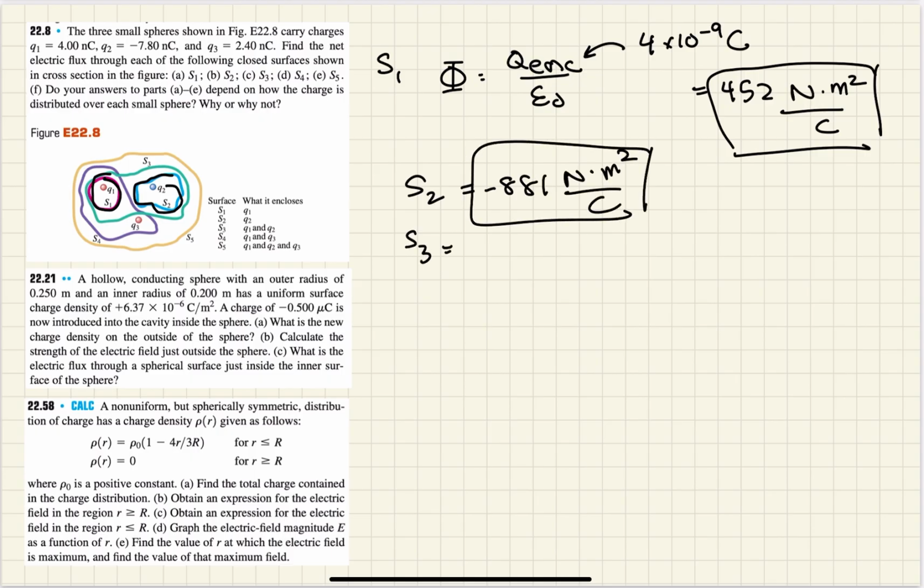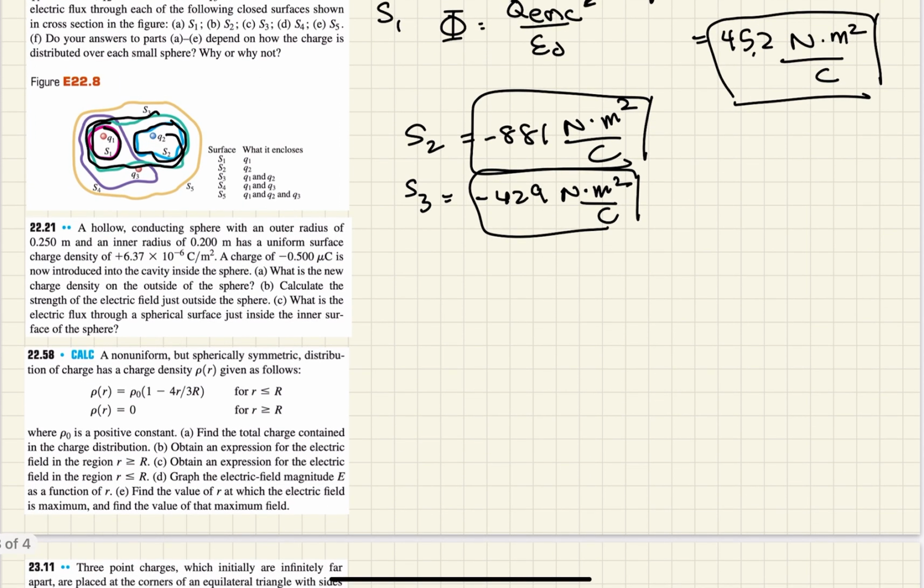For S3, S3 here is both of these. So it has two charges, and so it's Q1 plus Q2. Since Q2 is negative, it'll just be 4 minus 7.8, again nanocoulombs. And so it's going to be negative 3.8 times 10 to the negative 9 coulombs as your charge, divided by epsilon naught, which is negative 429 Newton times meter squared per coulomb. Another way you could have done that, 452 minus 881, because all you care about is the charge. You don't care about how big it is or whatever.